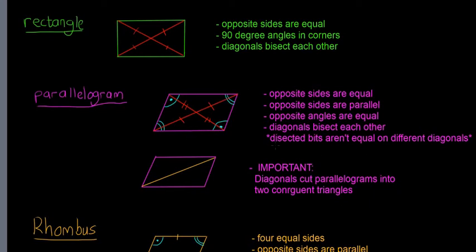Yeah, so that's just the point I made there, that dissected bits aren't equal on different diagonals. That isn't equal to that, but this is equal to that bit there, okay?